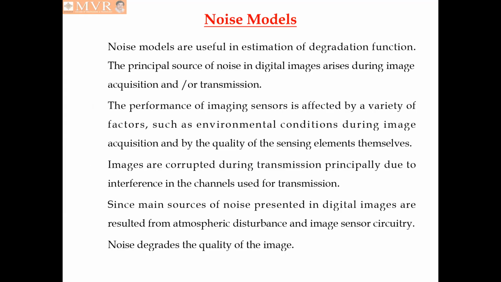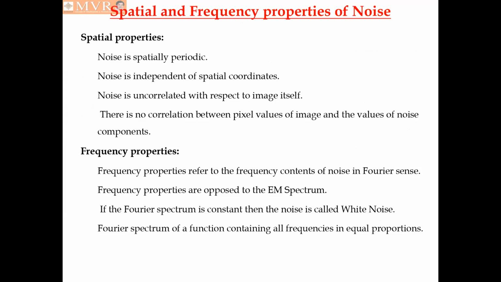Here noise models means we are going to define the mathematical equations for the different types of noises. Next, spatial and frequency properties of noise. So what are the properties of the noise we have? We have two different types of properties for the noises. One is called the spatial property, the second one is the frequency property.